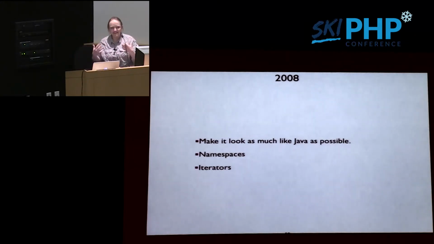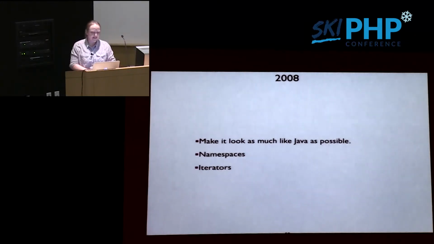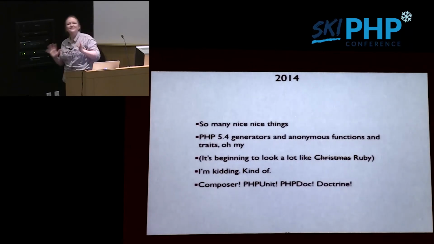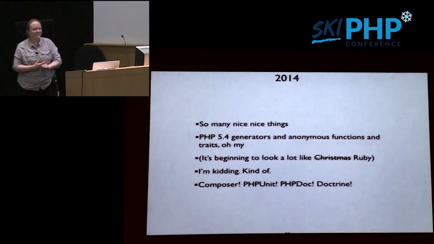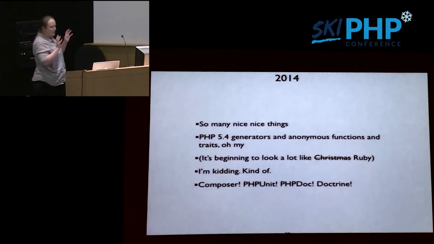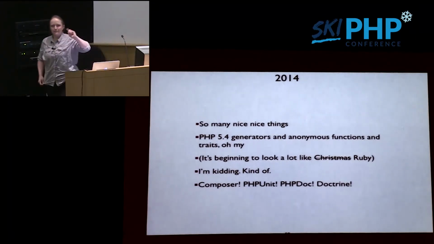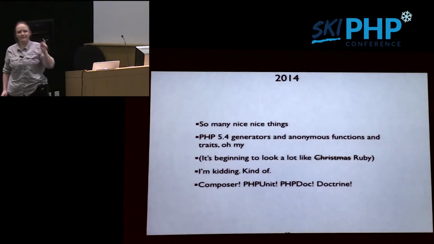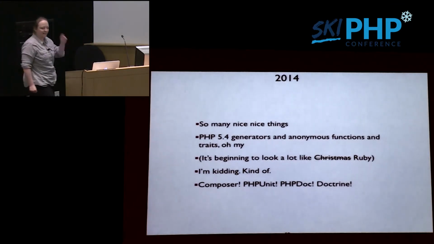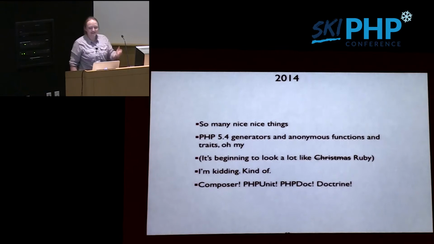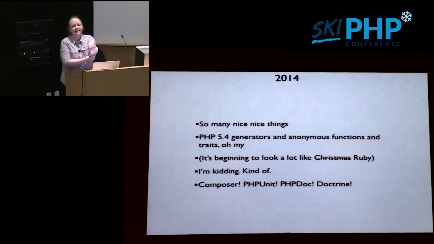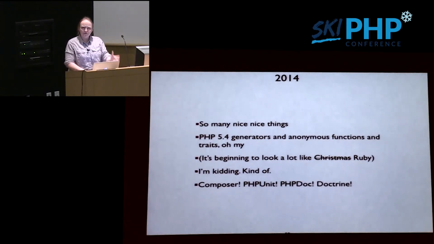We started with namespaces, and that's when we got iterators, which was kind of a nice thing too. By 2014, there are so many shiny things that have landed in PHP in the last couple of years. Generators and anonymous functions and traits. Oh my. I sort of made this joke, it's been to look like Christmas, actually Ruby. So we went from trying to write PHP that looks like Java to trying to write PHP that looks like Ruby. Is that a good thing or a bad thing? I leave that in your hands. But we have all these great tools now. We have Composer, we have PHPUnit, we have phpDoc, we have Doctrine. We actually have tools to make our code good, which is nice. In the old days, it was just you and Vi, not even Vim, probably.